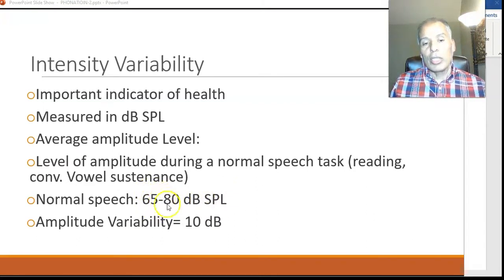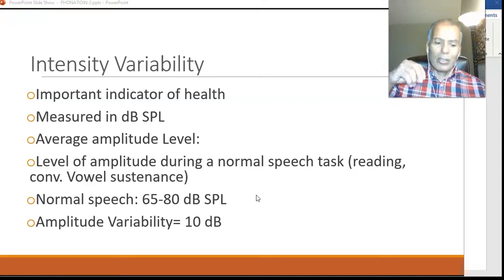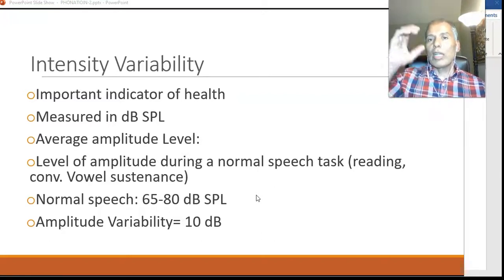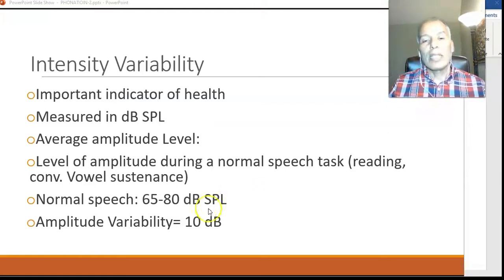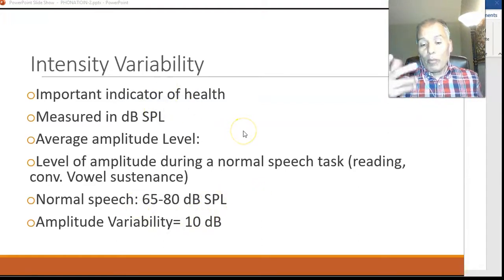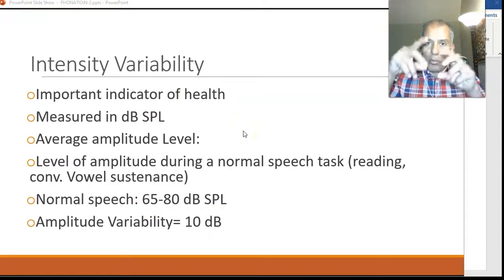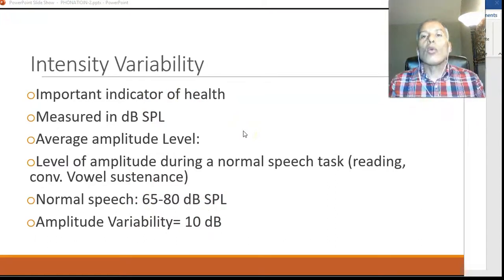But the average is 70 decibel. So that means that we have a 10 decibel variability. So you can go 75, raise your voice, you can go 65, you can go 80. So you can raise and go down by 10 decibel. And the combination of raising, changing your pitch and changing your loudness is what makes your speech more dynamic, more interesting, and it doesn't cause your listeners to fall asleep.